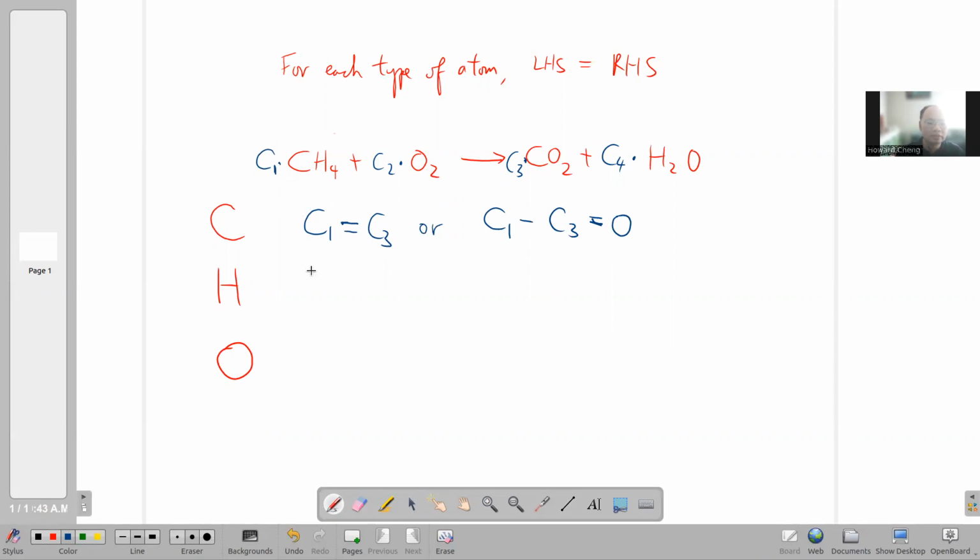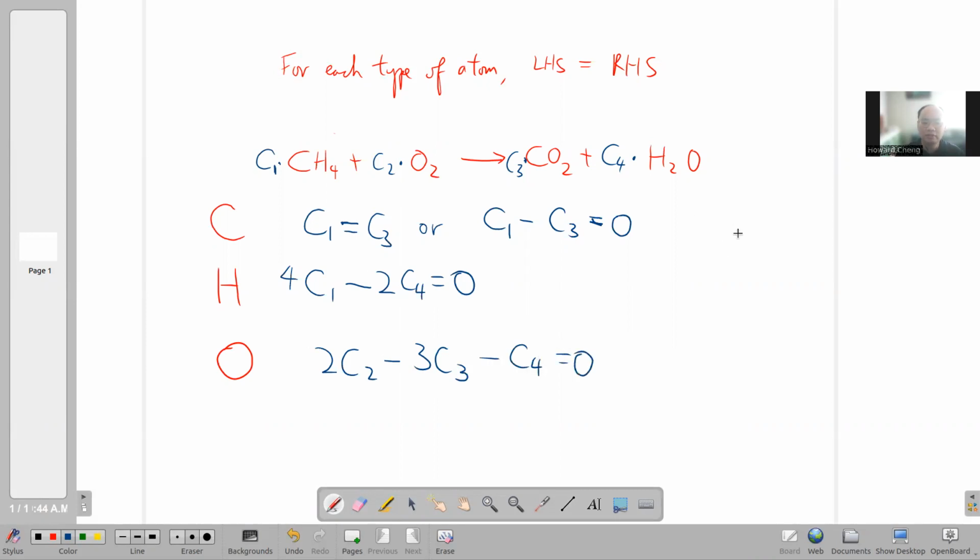Then you do the same thing. C1 contributes 4 hydrogen. C2 doesn't contribute anything. C3 doesn't contribute any hydrogen, but C4 does. So 4C1 minus 2C4 has to be 0. And then finally for oxygen, C2 contributes 2, C3 contributes 2, and C4 contributes 1.